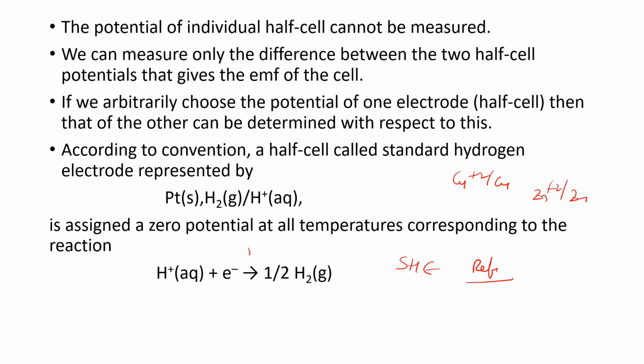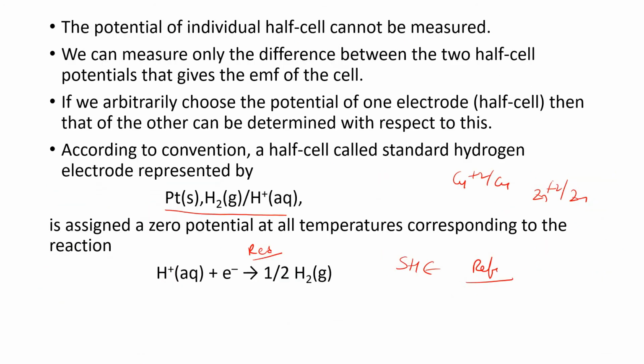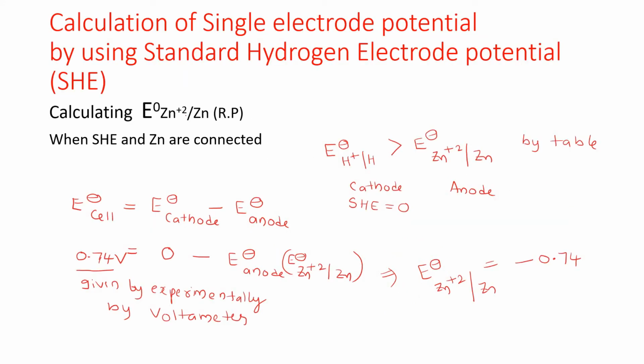Here it is undergoing a reduction reaction; it may undergo oxidation also. So in this way we are representing it with platinum. When we represent it one way, it acts as an anodic half cell; when we represent it the other way, it acts as a cathodic half cell. Now by using this, we can calculate the single electrode potential. We take the electrode potential of hydrogen as 0, arbitrarily, knowingly, because we need a reference to calculate the others. So the question is the calculation of single electrode potential by using SHE.